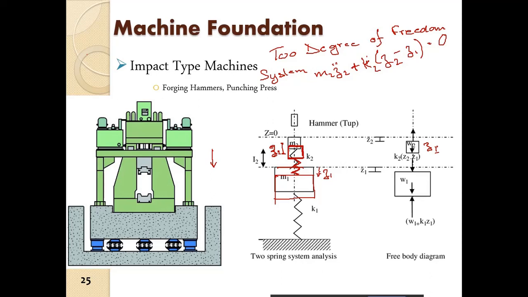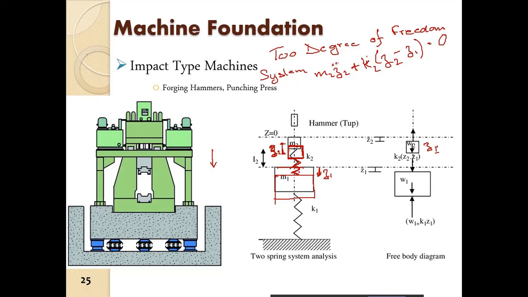Whatever displacement it is, z1, z2 minus that one, that will be the compression in the spring. Okay, so we have the equation of motion for the top mass, so that is one degree of freedom. So this is for the first mass, top mass. Now what about the second mass?